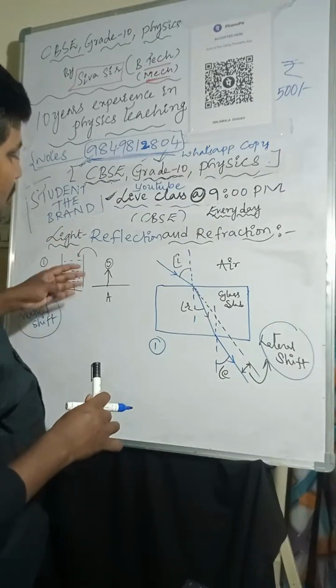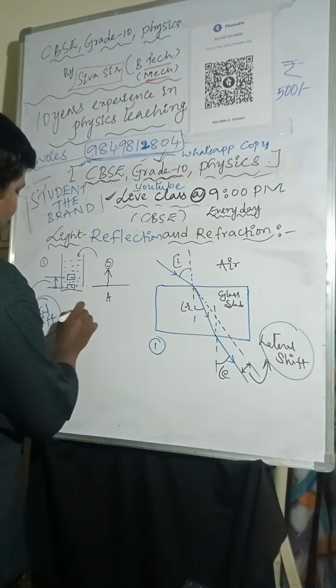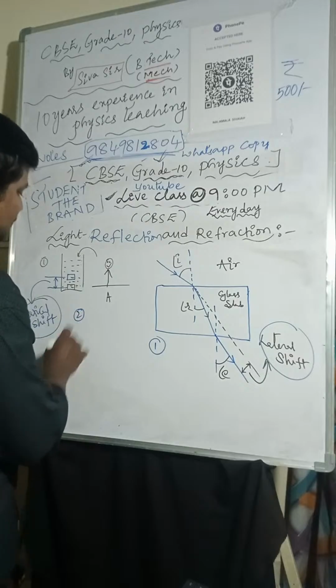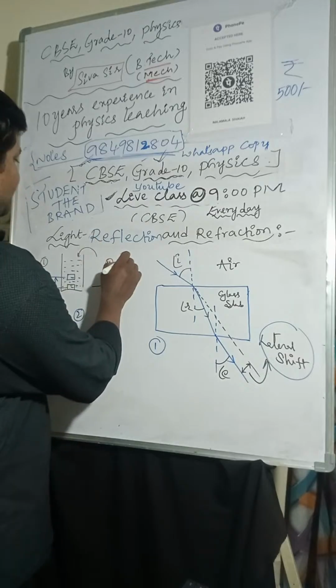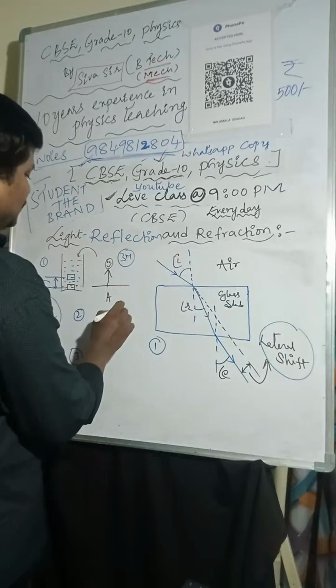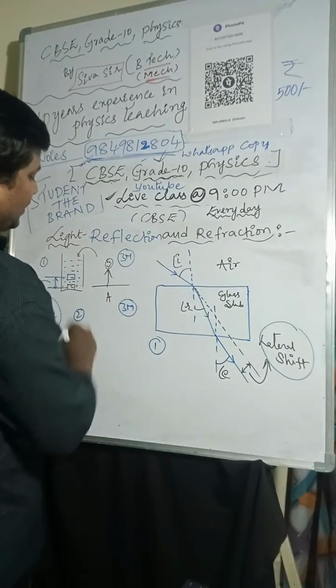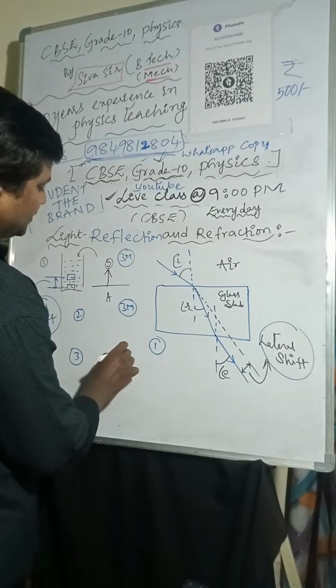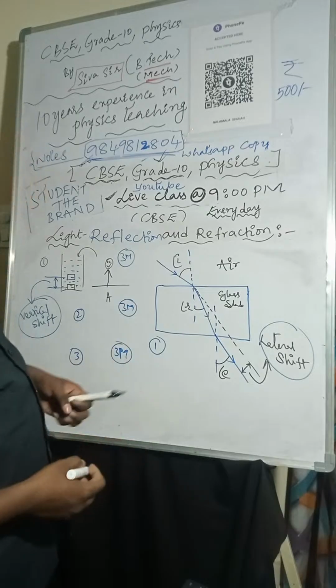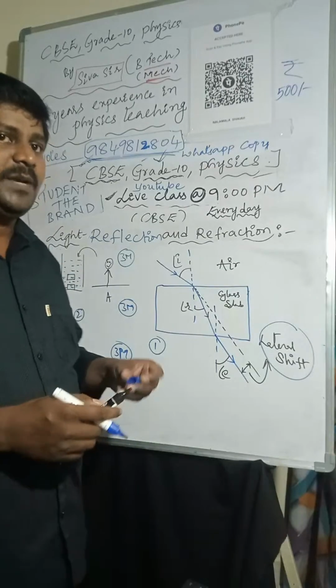So 2 more questions are there, question number 2 and question number 3. I will explain. Those 3 questions will come for 3 marks, each question's weightage is 3 marks. So that much important. Any question can come like that. I will explain those 3 questions.